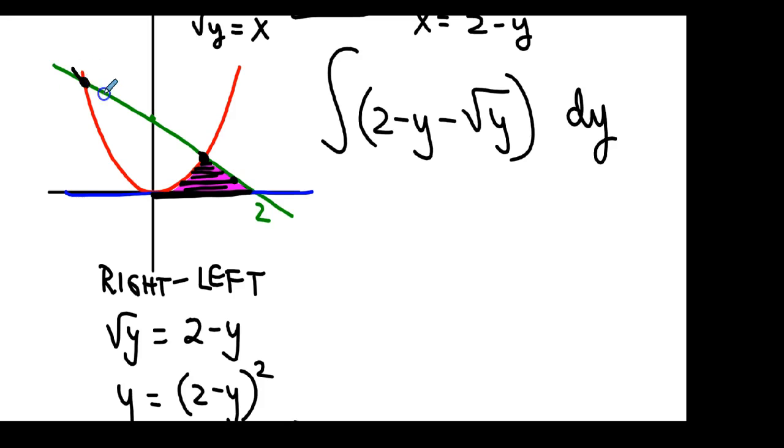I don't care about this one, right? Because this is the one for my region. So my upper limit has a y-coordinate of 1. My lower limit is that line y equals 0. So I'm going from 0 to 1. And then we're ready to integrate, evaluate, and go on to the next example.